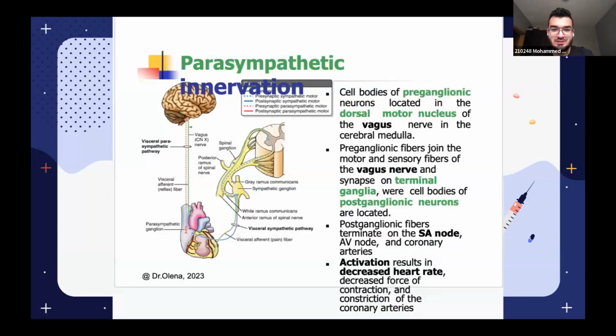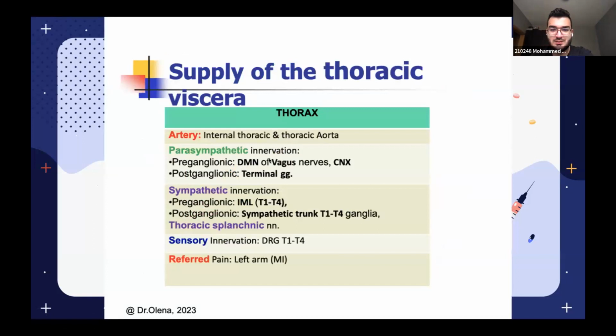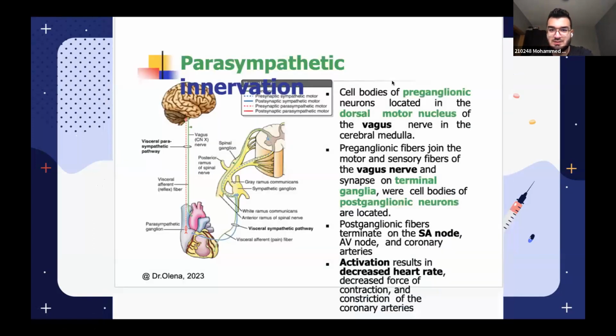So remember this table that I showed you guys? See here, preganglionic DMN of vagus nerves. And it's also in the actual slide here. You can see cell bodies of the preganglionic nerves are located in the dorsal motor nucleus. Okay, all clear? And then you can see here, whenever they're excited, anything that is affected by the parasympathetic will be activated. So parasympathetic decreases the heart rate and decreases the force of contraction. For example, in the eyes, it causes constriction. So anything that is excited by the parasympathetic, when the innervation increases, it gets activated. Okay, next question.